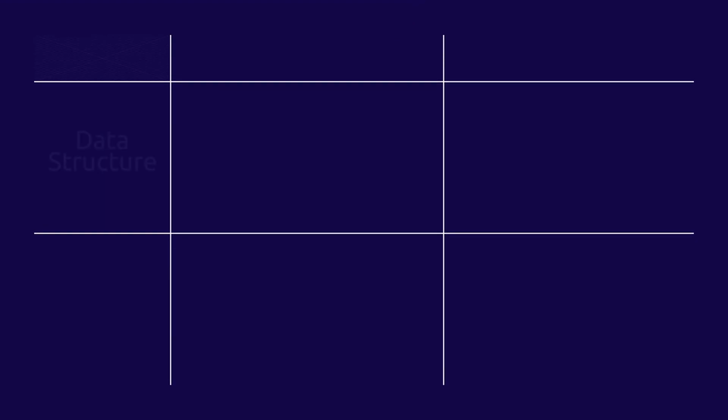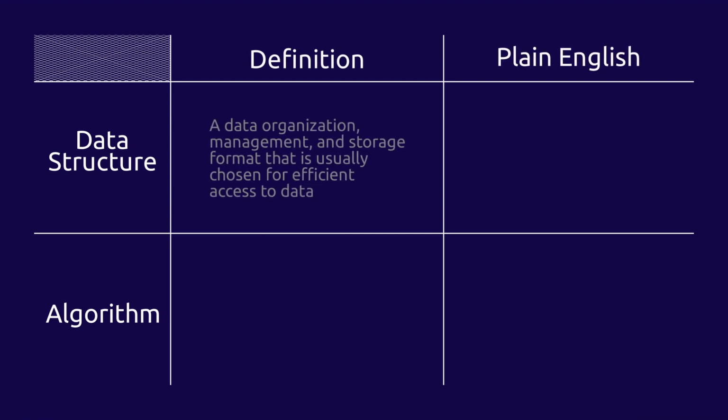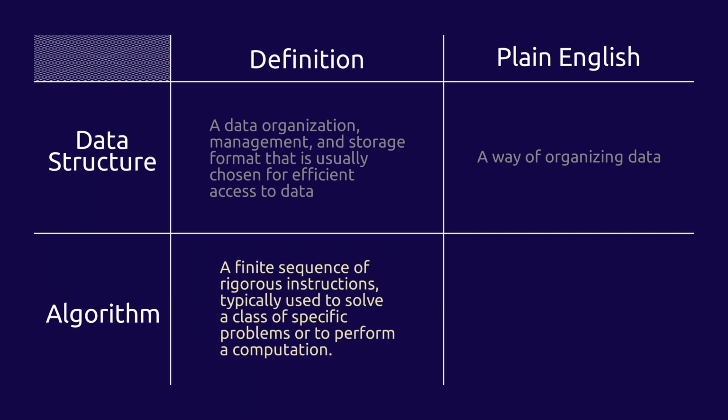So, what is a data structure, what is an algorithm, and why do we often use these words together? An official definition would say that a data structure is a data organization, management, and storage format that is usually chosen for efficient access to data. Or, in other words, it is a way of organizing data. An algorithm is a finite sequence of rigorous instructions typically used to solve a class of specific problems or to perform a computation. Or, in plain English, it is the way we manipulate our data.